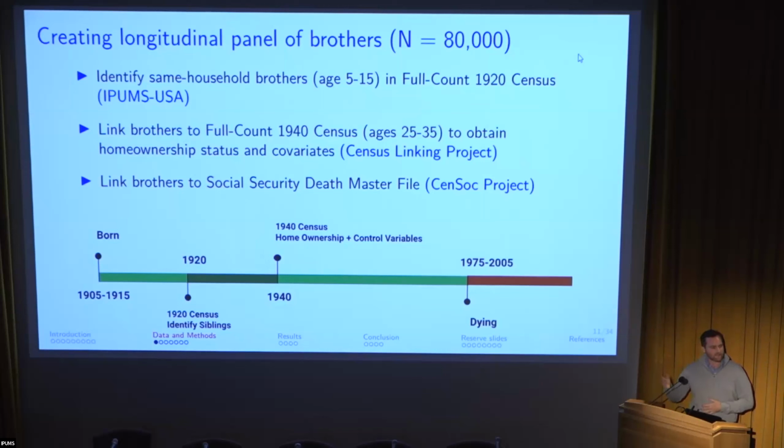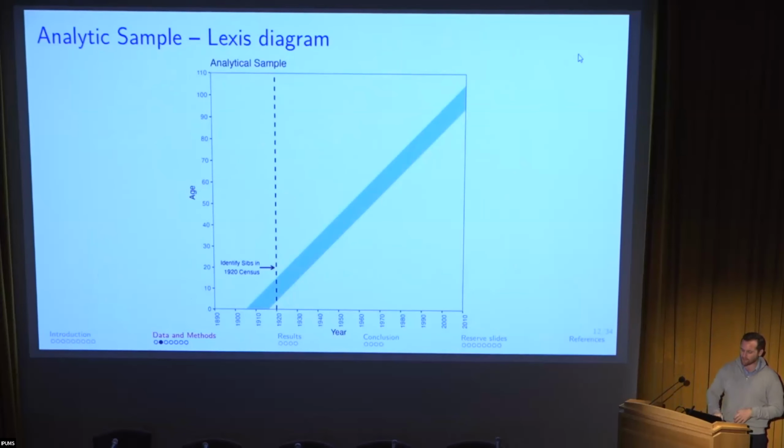We then next observed them in the 1920 census, where we identify them in the household roster. In 1940, we observed homeownership and control variables. We can't observe adult siblings in the 1940 census because there's no variable allowing us to link those together. So that's why we have to do linkage back to 1920. And finally, we observe them dying between 1975 and 2005.